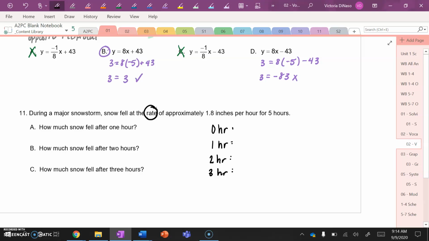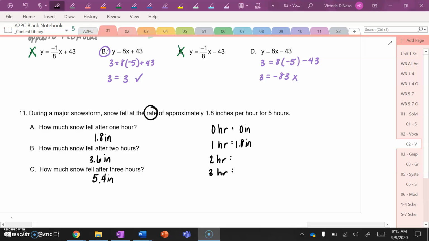If we're thinking about the 0 hour, 0 hours would mean before any snow has fallen, so we have to think in our head, okay, how much snow is on the ground? There wouldn't be any snow on the ground. And then after 1 hour, how much snow is on the ground? 1.8 inches. Go ahead and pause the video and fill out letters A, B, and C. So after 1 hour, we have 1.8 inches, 2 hours, 3.6 inches, and after 3 hours, we have 5.4 inches. So we have snow falling at a rate of 1.8 inches per hour for 5 hours.